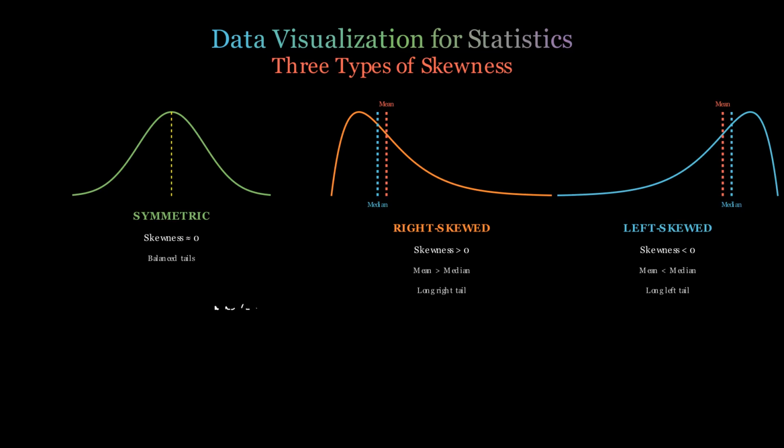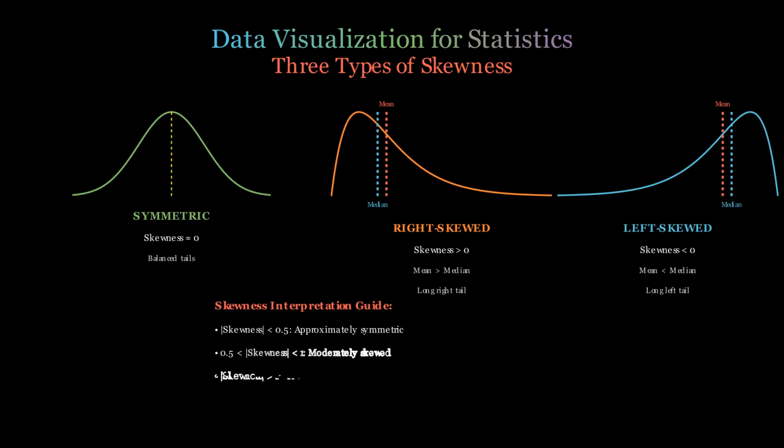Here's how to interpret skewness values. If the absolute value of skewness is less than 0.5, your distribution is approximately symmetric and you can safely use mean and standard deviation. Between 0.5 and 1 indicates moderate skewness. You should be cautious with assumptions of normality. Above 1 means highly skewed data where you should use median and IQR instead of mean and standard deviation.